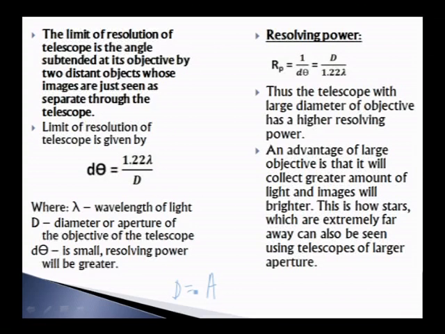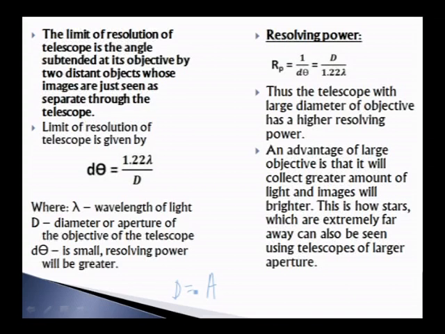Now a simple formula here: suppose this angle, the angle of separation between these two objects, depends upon the wavelength of the light. Let us keep 1.22 as a constant. So it depends upon the wavelength of the light. If the wavelength of the light is more, the angular separation also increases. So if you are using visible light, whose wavelength is more compared to invisible light, the angular separation will increase.